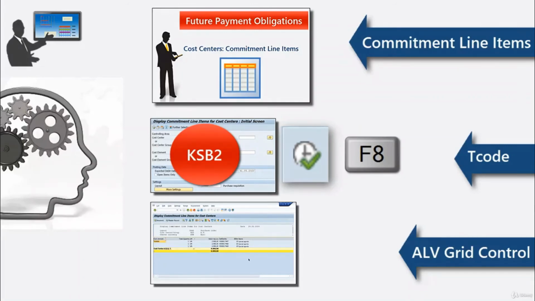Reports are called via T-codes but have a selection screen, which has to be completed before the report can be executed. The transaction KSB2 commitment line items for cost centers was used to demonstrate the general procedure. And finally, the tool for displaying lists and performing list operations, the SAP List Viewer or ALV Grid Control, was shown. It displayed the report result, in this case a list of commitment line items.